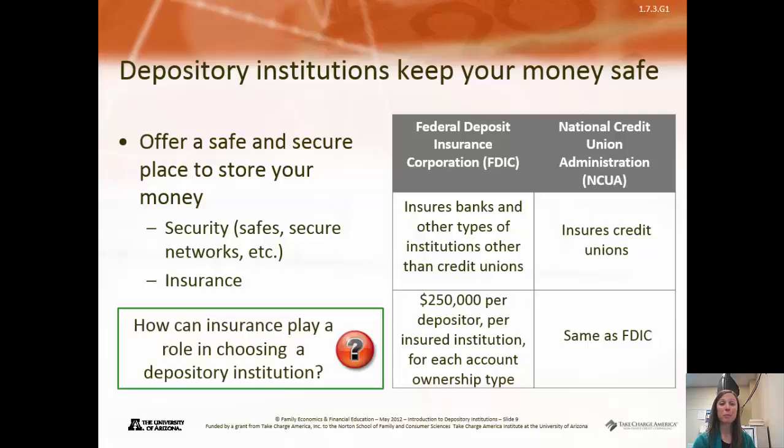So how can insurance play a role in choosing a depository institution? You'll definitely want to check to make sure your bank or credit union is FDIC or NCUA insured, and most are, but it's something you want to check. It's usually at the bottom of their website. You can always ask as well.